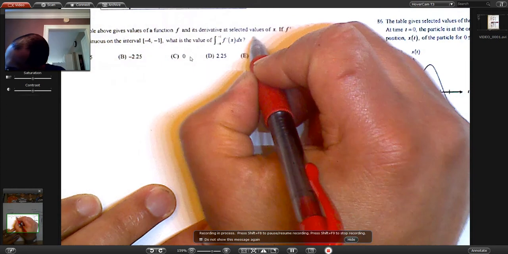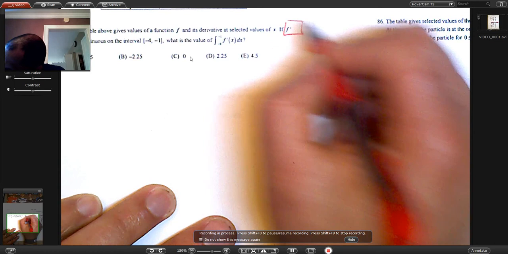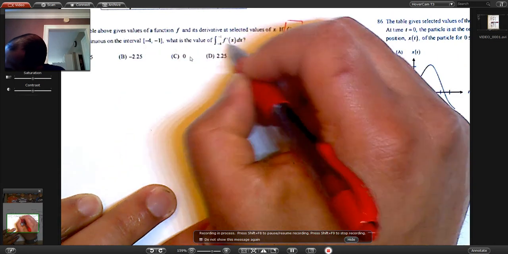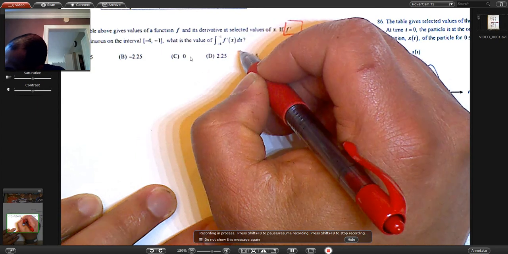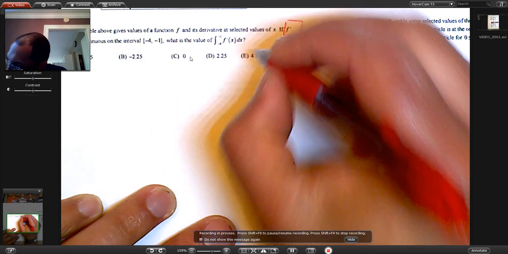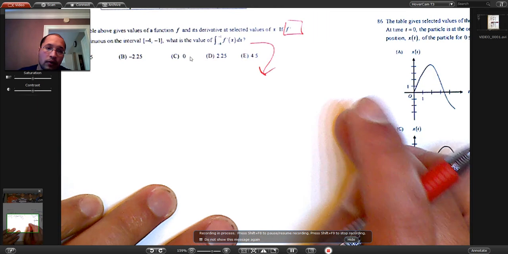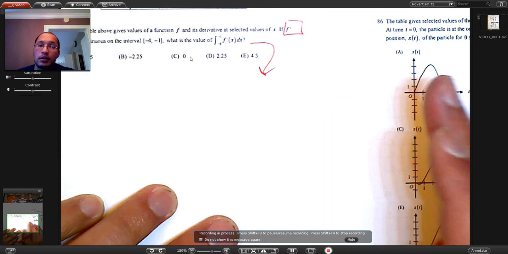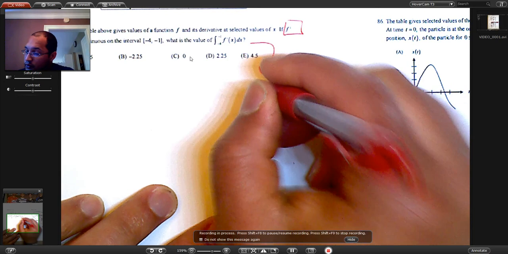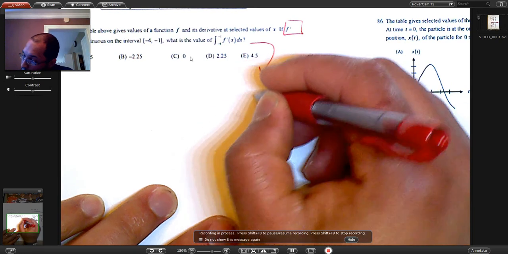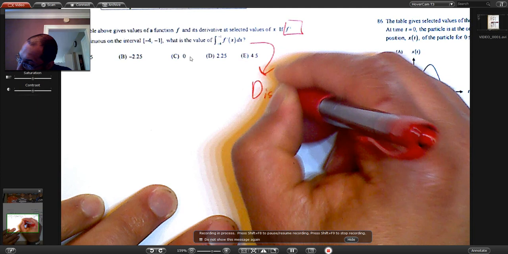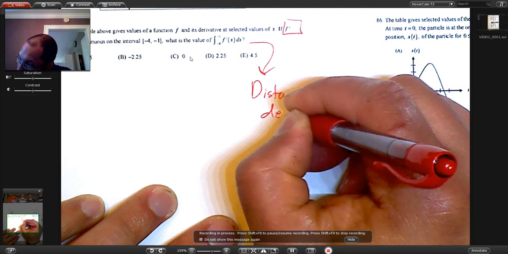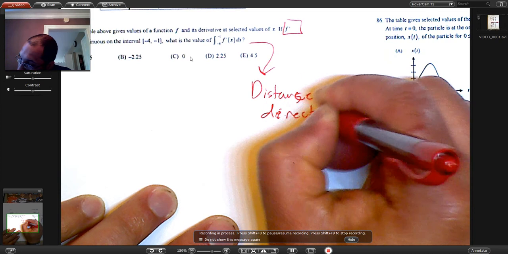F prime of x is continuous on the interval of negative 4 to 1. What's the value of the integral from negative 4 to 1 of f prime of x dx? So, what does this give us? We know it is net distance traveled, but actually it is basically the change in f. So it gives us the distance and direction of f's change.